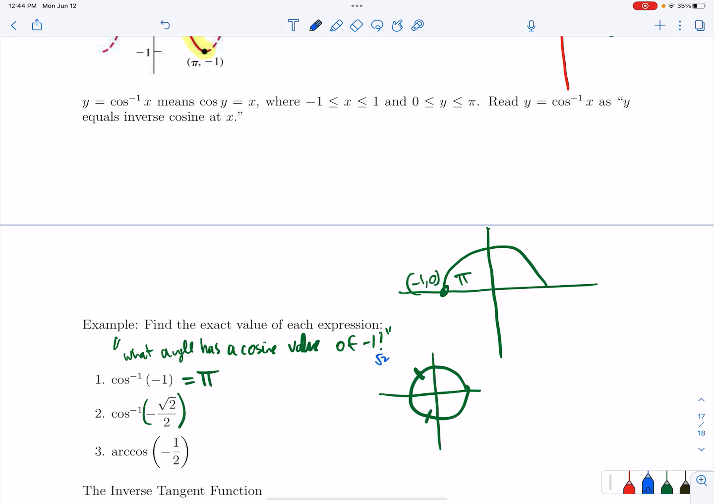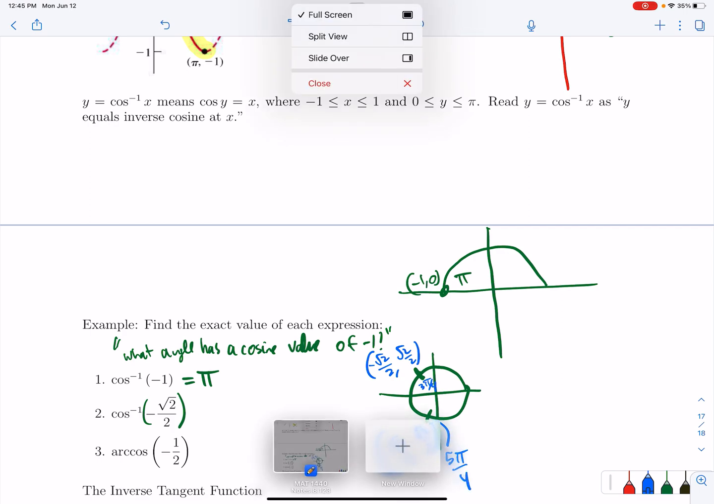That's -√2 over 2, comma √2 over 2. And then in quadrant 3, that's -√2 over 2, comma -√2 over 2. So there's two places that have an x value that is -√2 over 2. The angle in quadrant 2 is 3 pi over 4. This angle is 5 pi over 4.